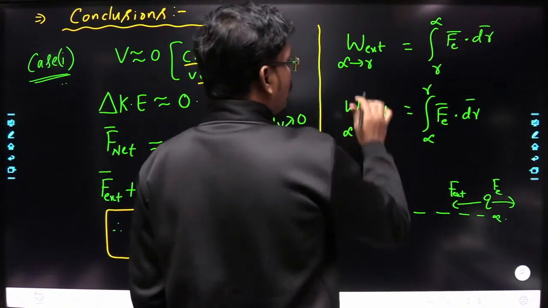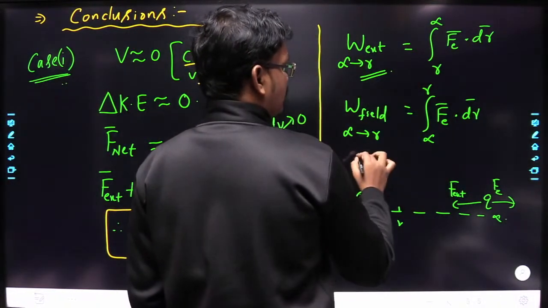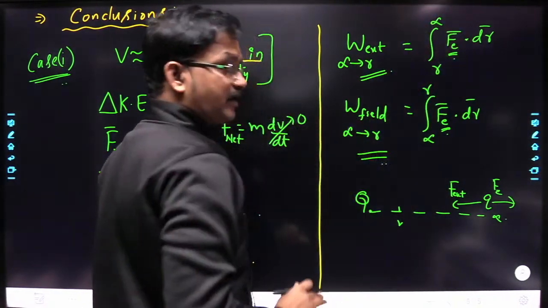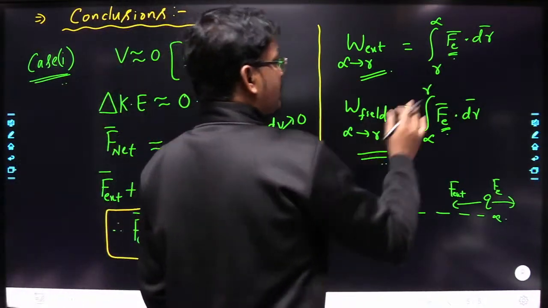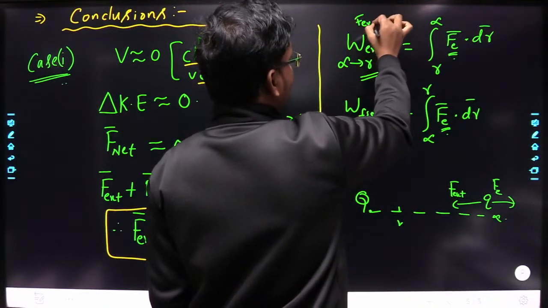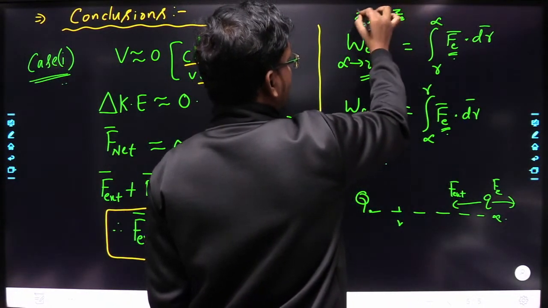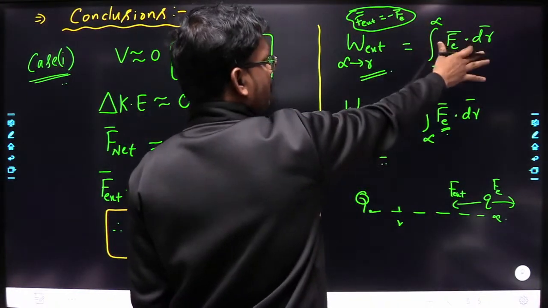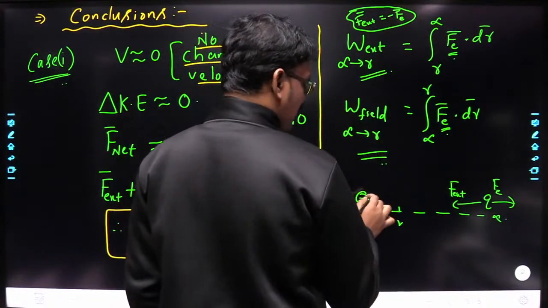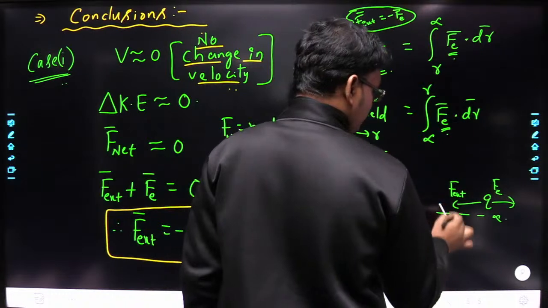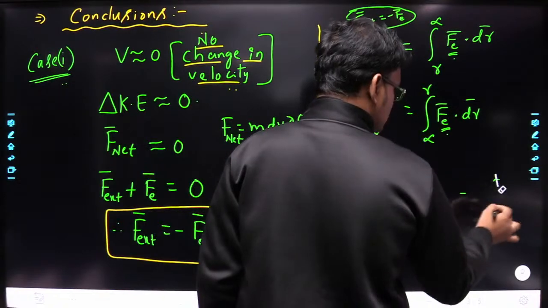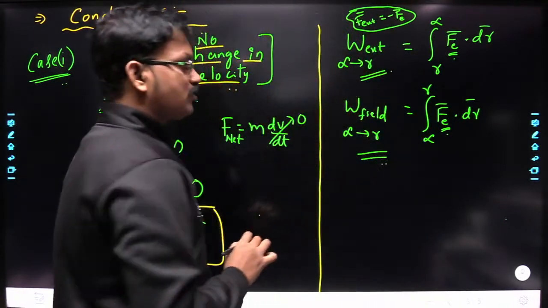See, both the work done by the external agent and the work done by the field, I have represented in terms of the electrical force only. Why? Because I don't know what external force you have applied. So, with these assumptions, I have concluded that F external is equal to minus F electrical, and by substituting this, I got these expressions. Just follow the concept and you will get the answer. There is no need to remember anything here.